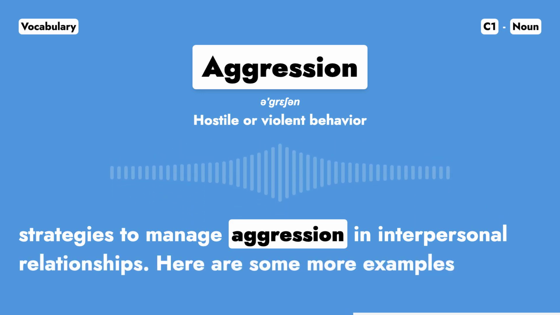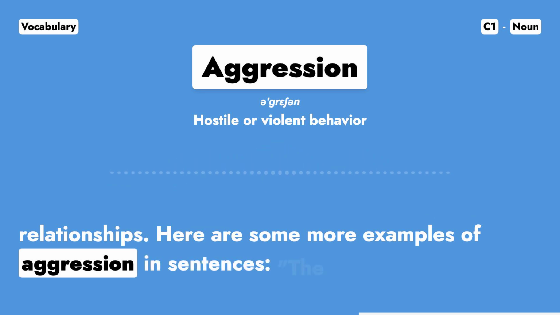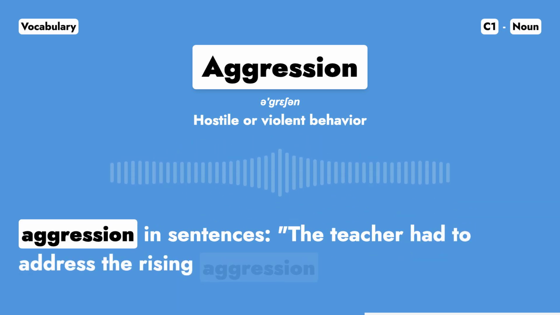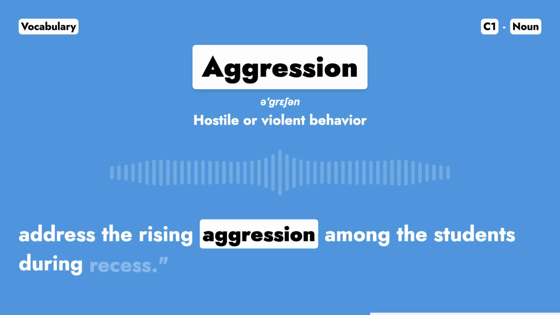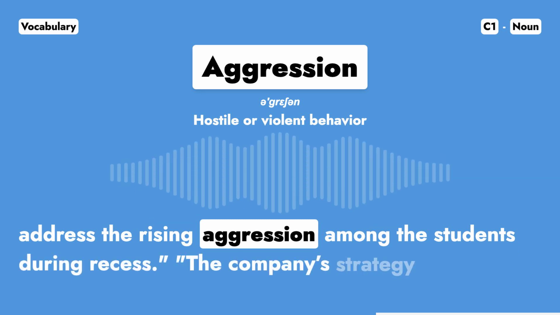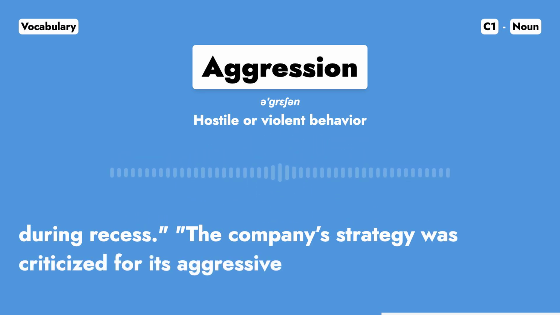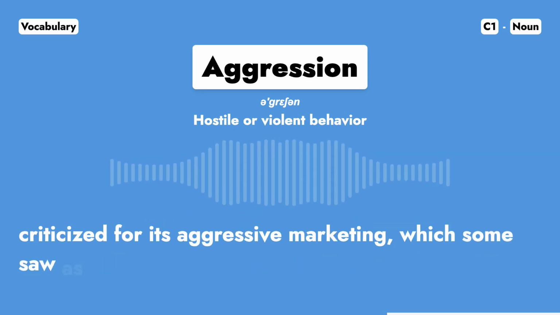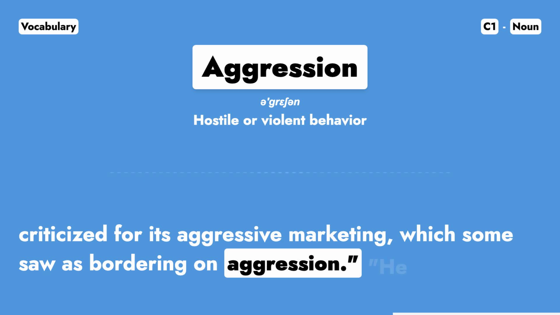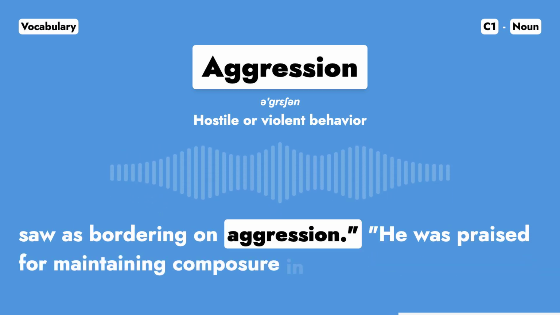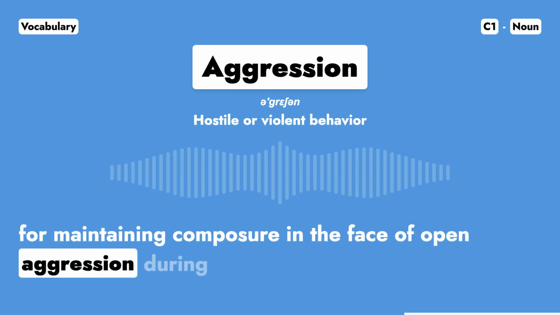Here are some more examples of aggression in sentences. "The teacher had to address the rising aggression among the students during recess." "The company's strategy was criticized for its aggressive marketing, which some saw as bordering on aggression." He was praised for maintaining composure in the face of open aggression during the debate.